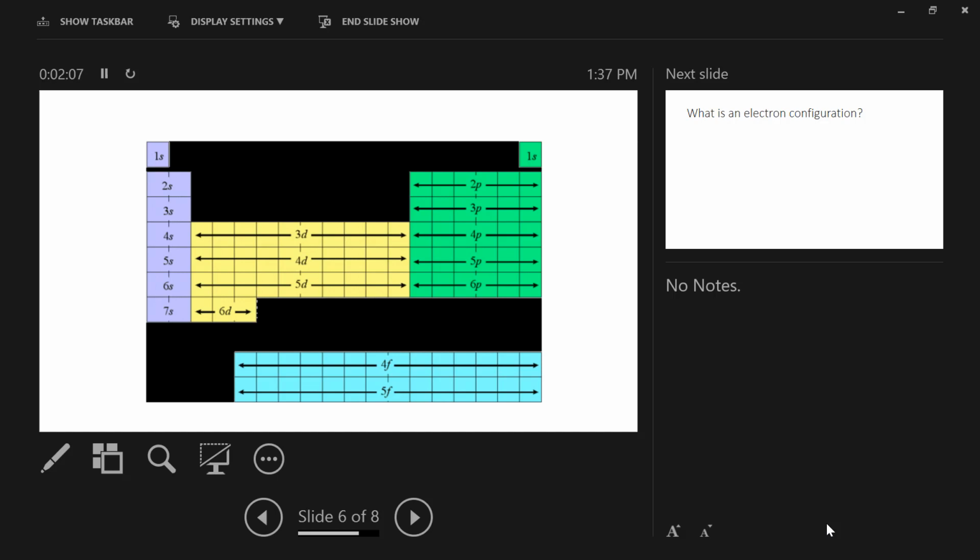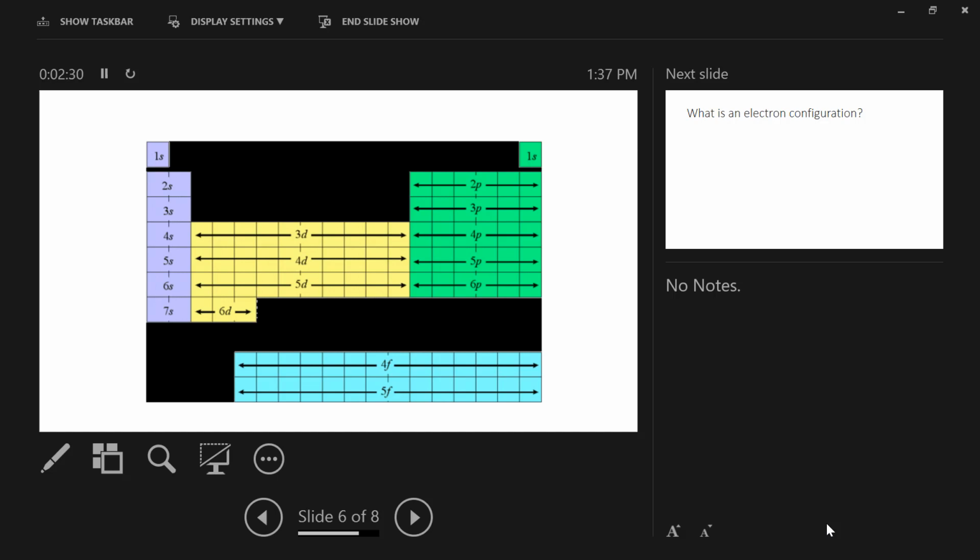Watch this. How many electrons can a p subshell hold? 6, right? 3 orbitals, 2 electrons each, 6. There's 1, 2, 3, 4, 5, 6 elements grouped in this p section.